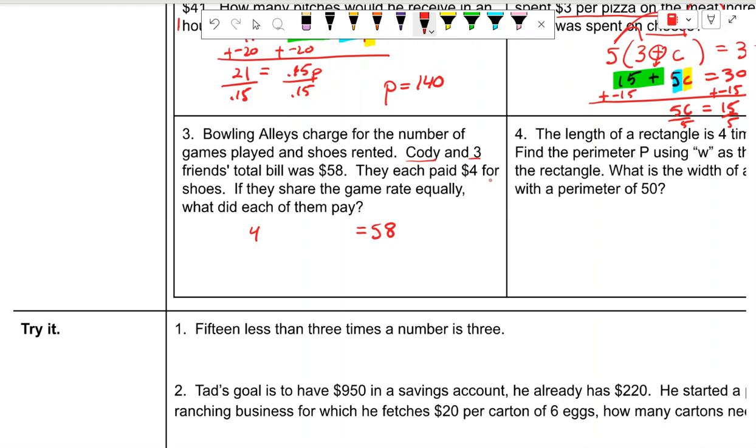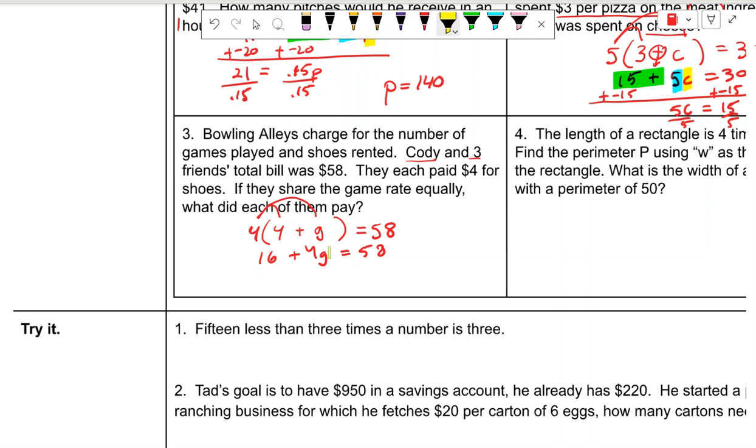They each paid $4 for shoes. Okay, so this is the 4 bowlers. We'll put parentheses here, and the parentheses stands for each player. Well, they spent $4 on shoes, and if they share the game rate equally, what did each of them pay per game? Well, a great variable for a game of bowling would be G, because we want to know what the game rate is. So now we begin with the distributive property. 4 times 4 is 16, and 4 times G is 4G.